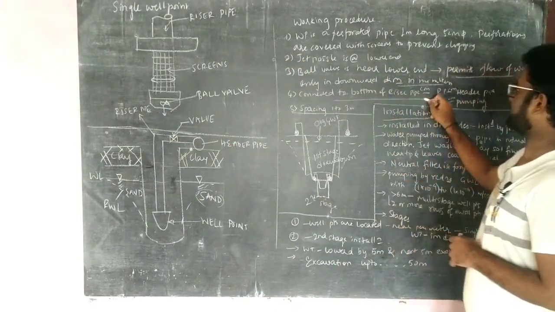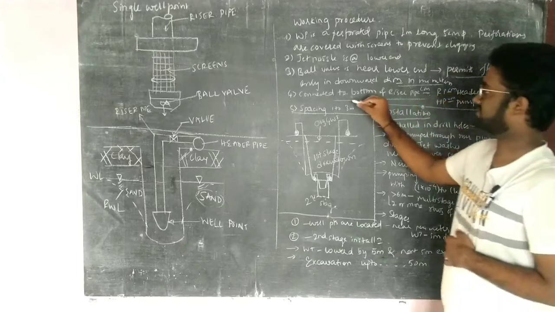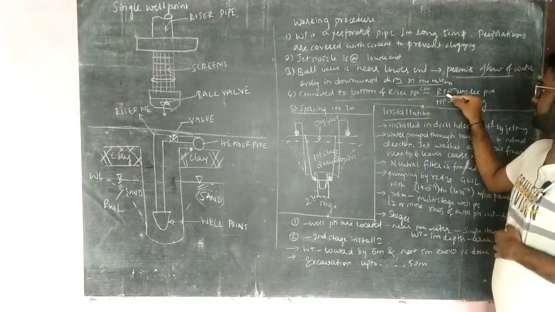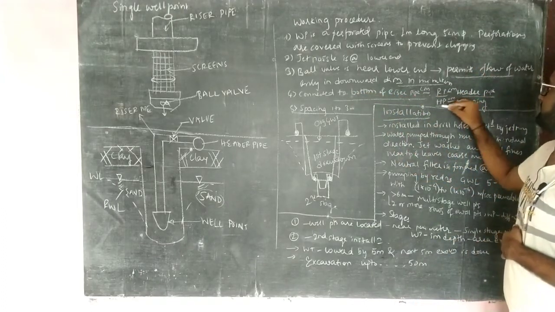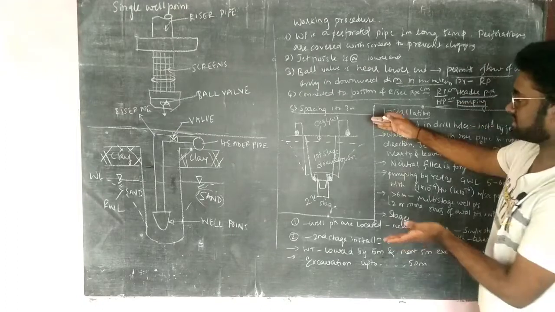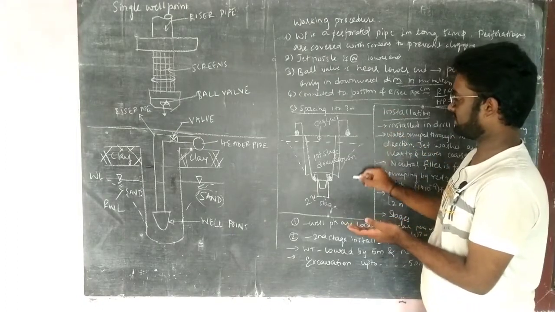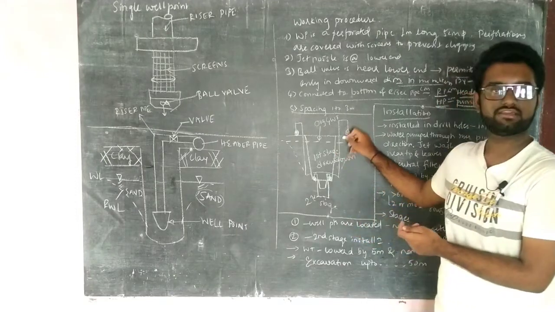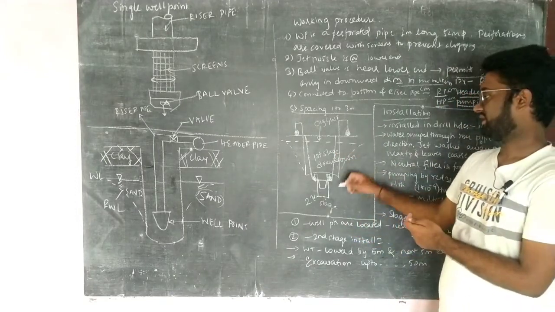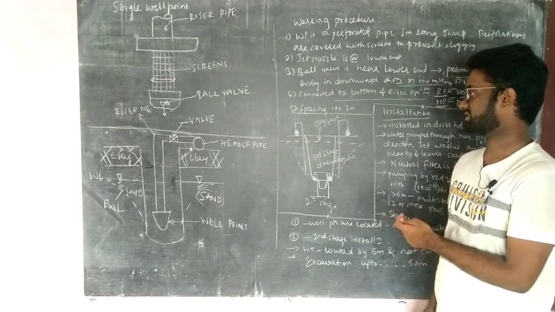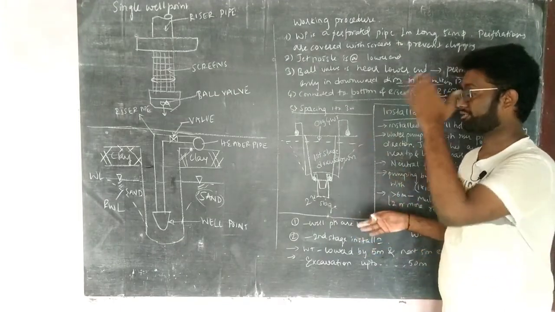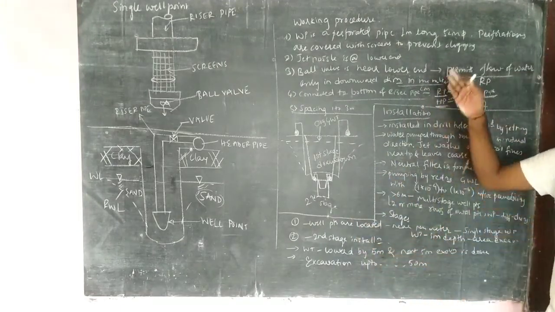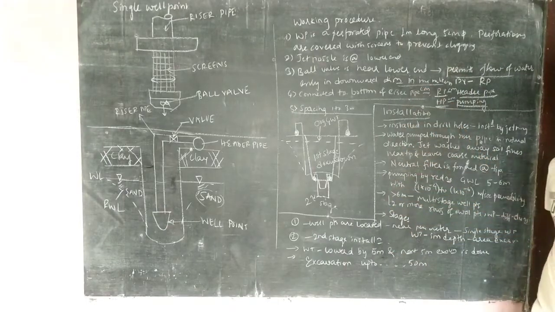This ball valve is connected to the riser pipe. Riser pipe is connected to the header pipe. Header pipe is connected to the pumping unit. Stages are being installed. 5-meter depth excavations are being done stage by stage. In the first stage, 5 meter of excavation is done. Next, in the second stage, again 5-meter excavation is being done. Drawdown is going to take place and the excavations will be going on one by one.